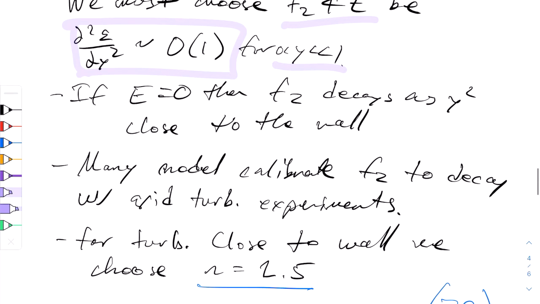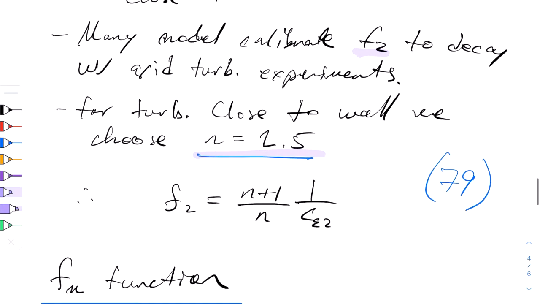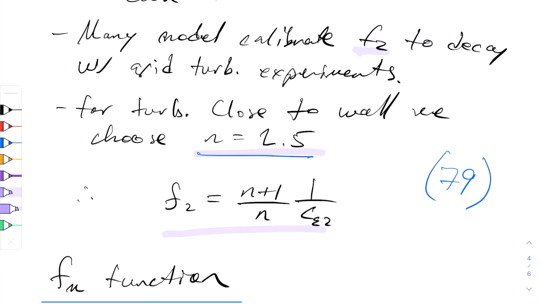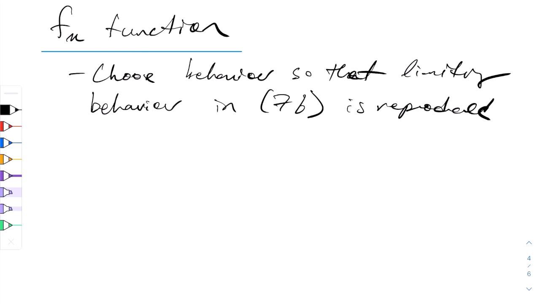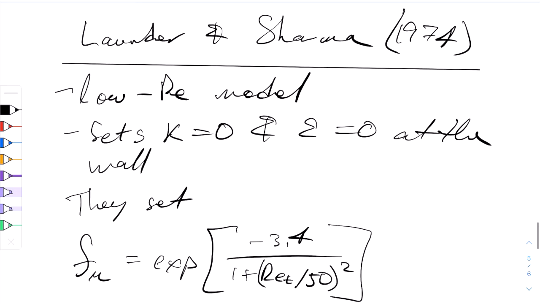Many models calibrate f2 to decay with grid turbulence experiments. In practice, in boundary layers near the wall, we find that n, the decay of k near the wall, will go as about 2.5. Therefore, we would set f2 to be n plus 1 over n times 1 over C epsilon 2. We need to also look at this f mu function. We choose f mu so that its limit goes as equation 76 is reproduced. These are the ideas behind the Launder and Sharma model, the core ones at least, and I encourage you to look at the journal article to see the full development.